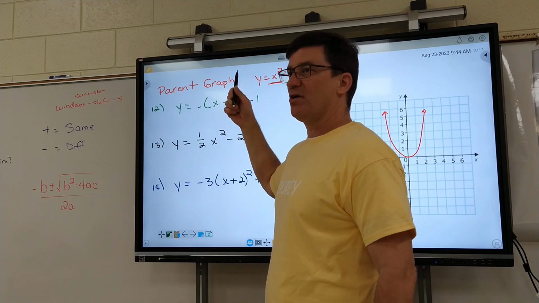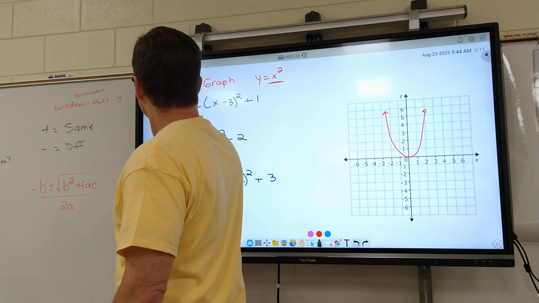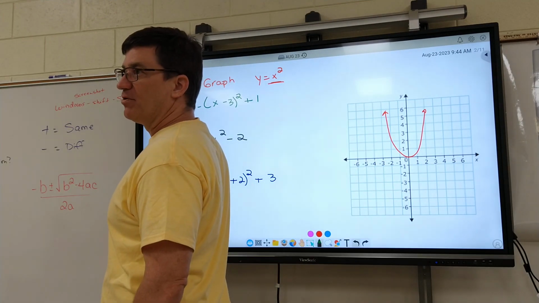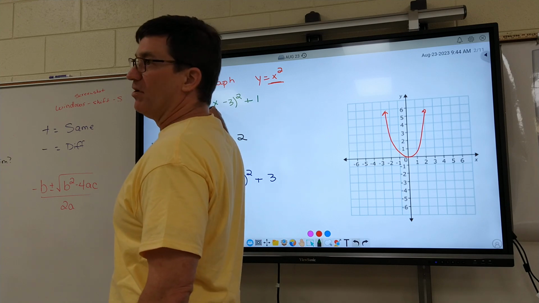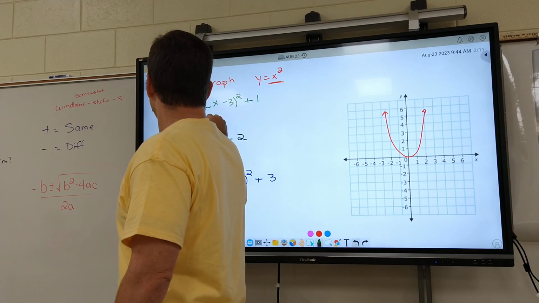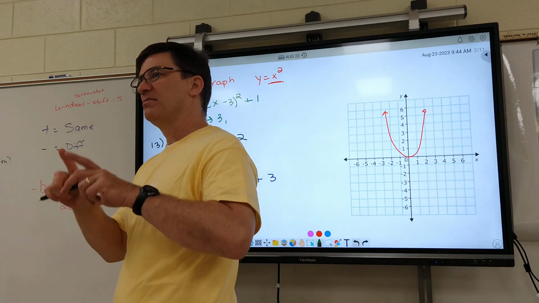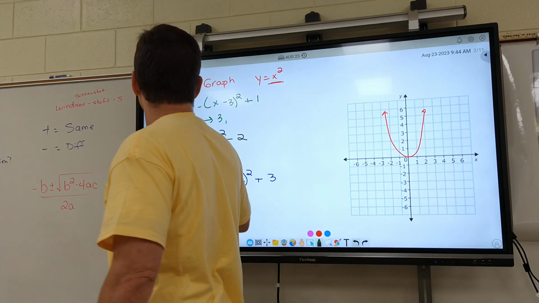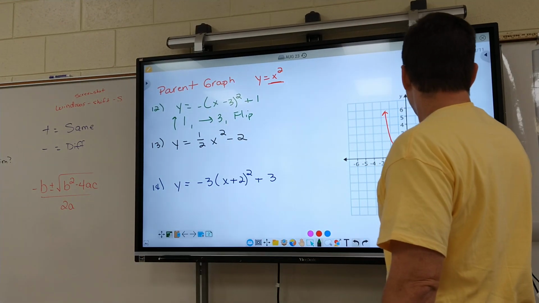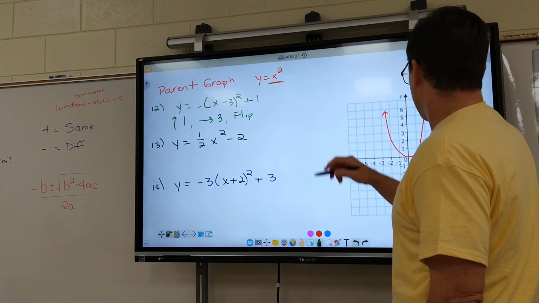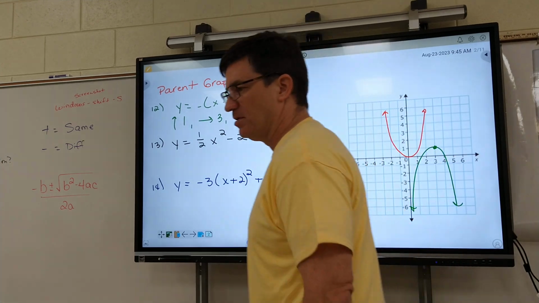We've got three things that are going to change. Plus one, where does that shift? Up one or down one? Up one. What else? It's either right three or left three. Right three. Last change, we have a negative in front. What does the negative make it do? It flips. We should remember that. That was only a week ago. So up one, right three, put a point, and then I have to flip it, but I have to draw it the same size and shape the original was.